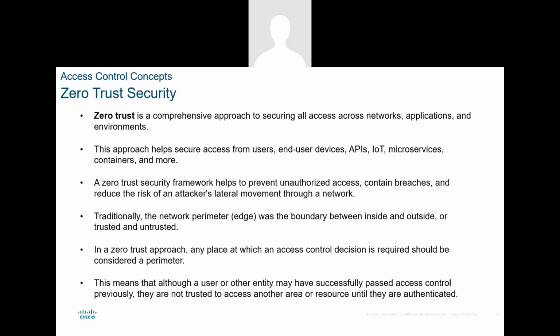Zero trust security operates under the assumption that no user or device should be trusted by default. So every access request is verified regardless of the location. You have continuous authentication that ensures security even after the initial login. Zero trust does minimize lateral movement within the network, which reduces the breach risk. So with this, even though the user has successfully passed access control previously, they're not trusted to access another area or resource until they're authenticated again.